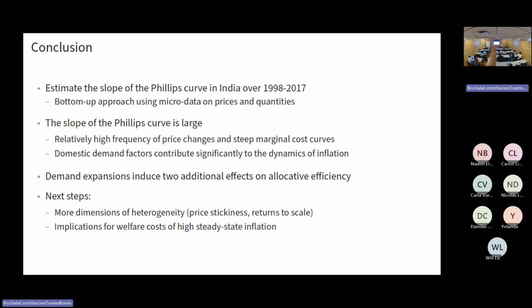Okay, so what we're working on, this is very similar to what Ernesto was saying, is we need to add more dimensions of heterogeneity. So what happens if you have heterogeneity in returns to scale, in price rigidity, in input usage, and so on, and study how that changes our understanding of the relative cost of inflation in this setting. But there's only the one dimension of heterogeneity.